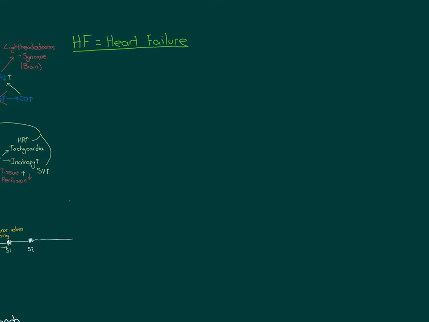Okay, so let's draw a flow diagram then for this. So heart failure. We start off with valvular heart disease, so VHD, and what this is going to lead to is it's going to lead to the chamber in front of the diseased valve struggling. So I'm just going to put chamber struggling. And let's now think about what is going to happen to this struggling chamber.